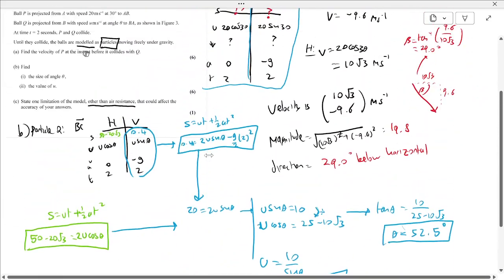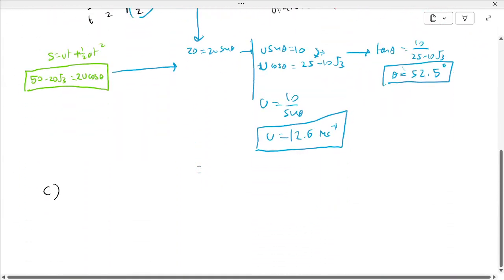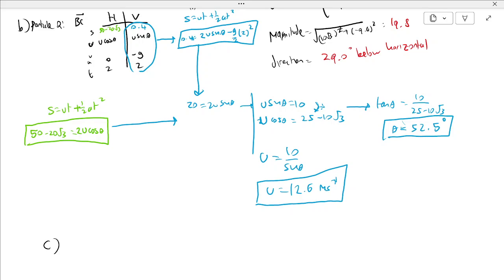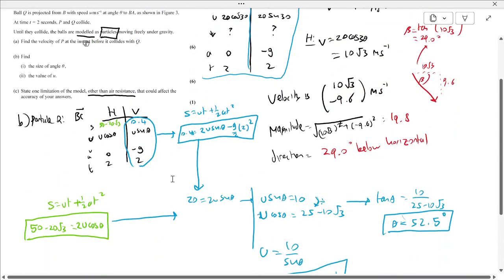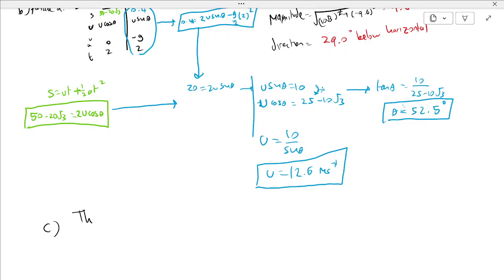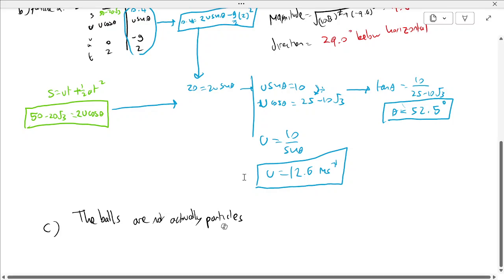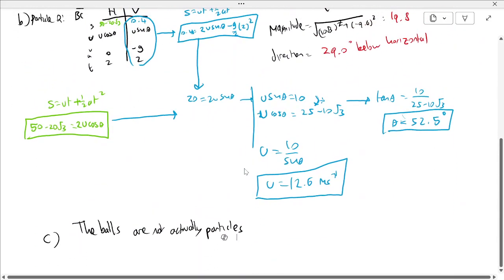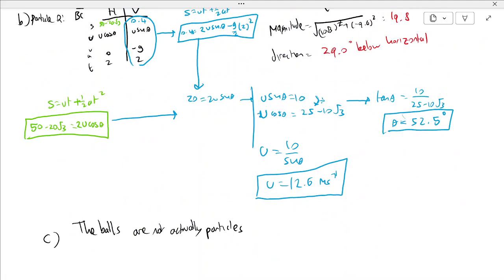So very simple. I'm just going to write state one limitation. Well, it doesn't say state one refinement, so I'm not going to write do not model the ball as a particle. I'm going to say the limitation is the balls are not really particles. What would also get your marks is if you write anything about size or spin of the balls, that all comes from that. You might be able to write about wind, or a more accurate value of g possibly. But this is just your easy answer. They're not actually particles, and this would affect my answer, so they have size.